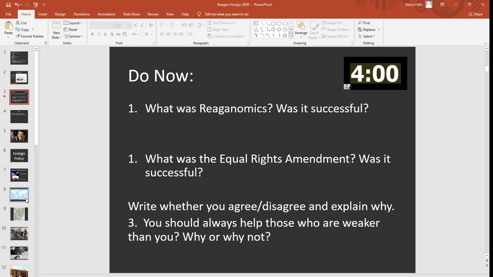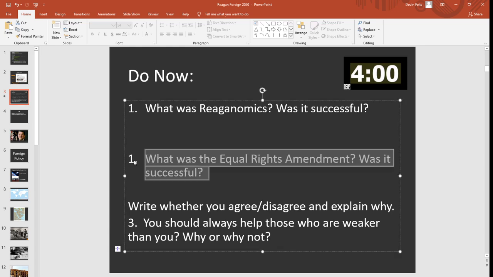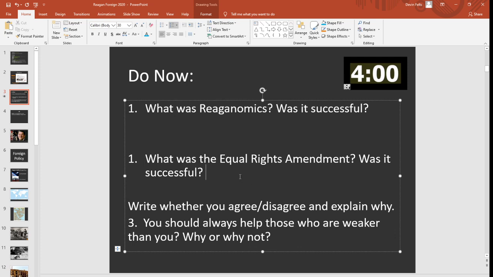And it really doesn't benefit another group. So the question is, was it successful? Who is it successful for, and who's it not successful for? Number two, I put number one twice. Number two, what was the Equal Rights Amendment, and was it successful?